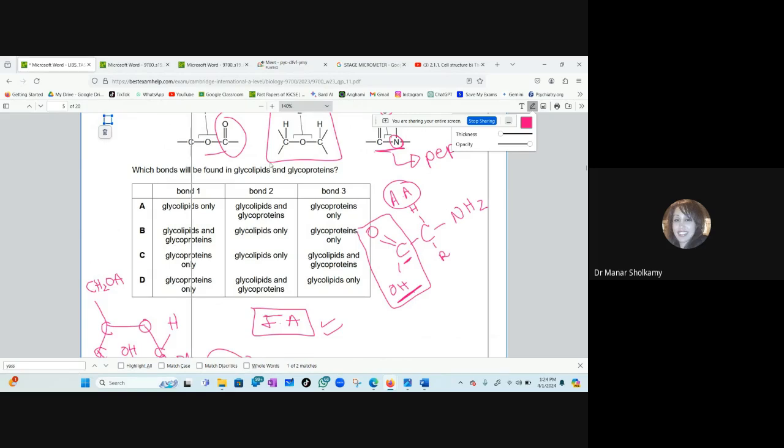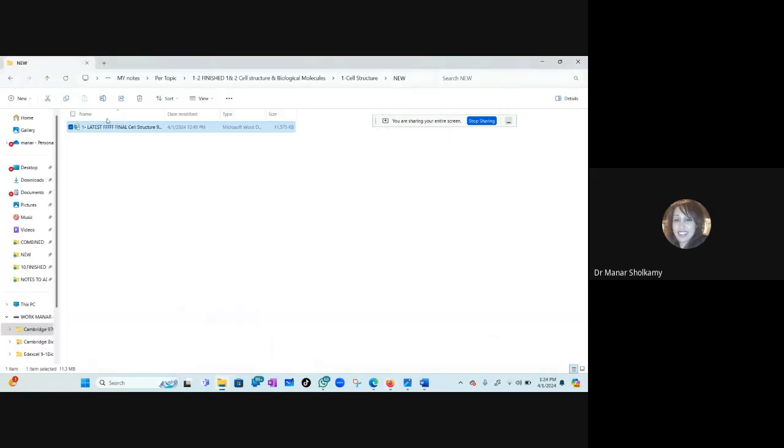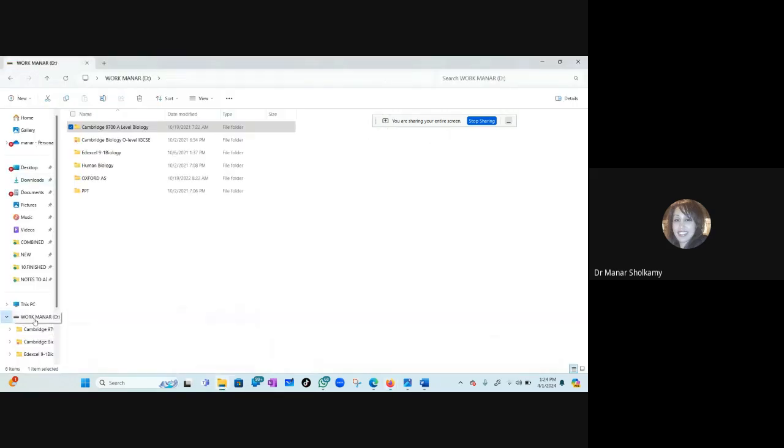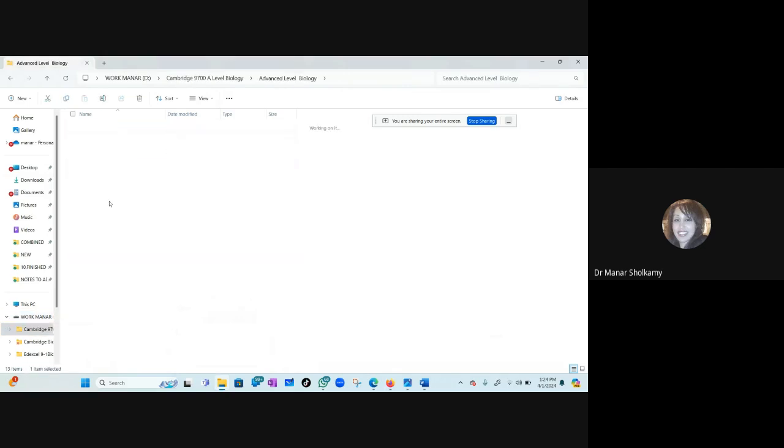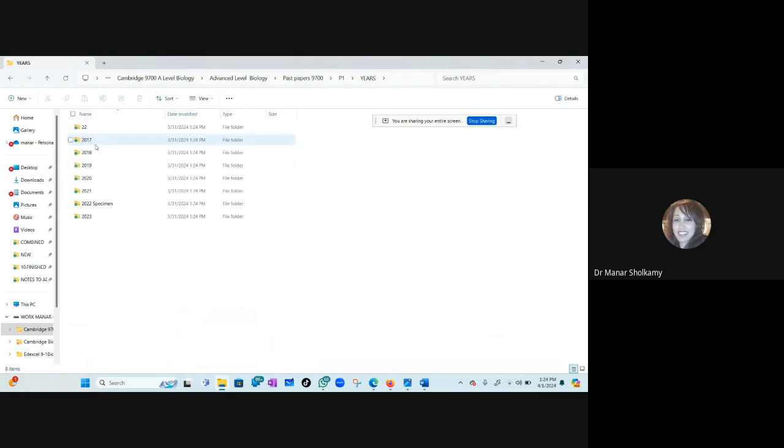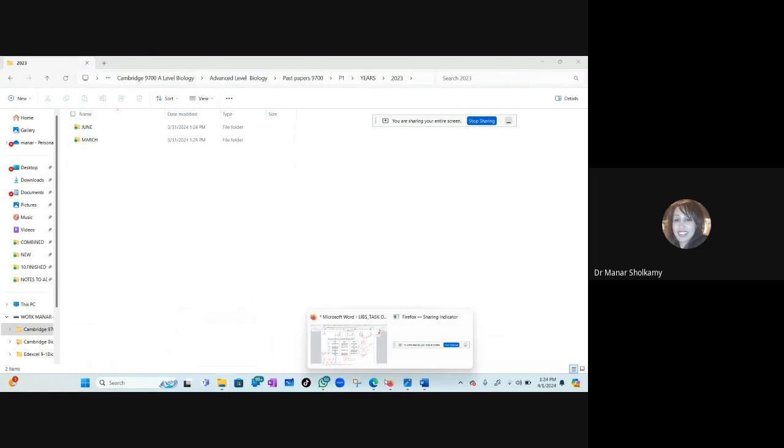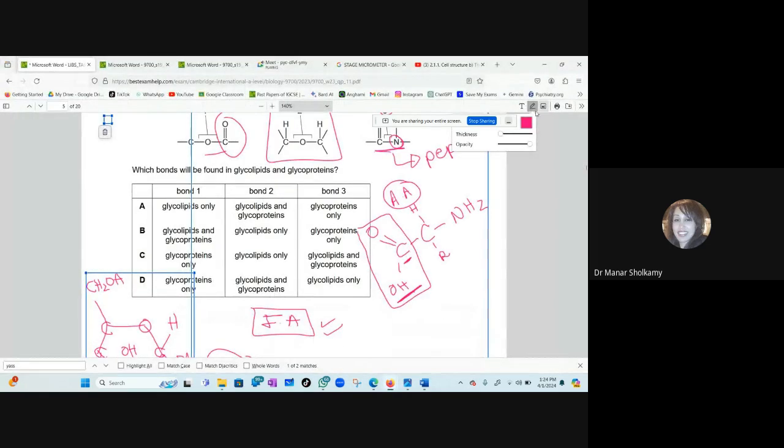Which bonds will be found in glycolipids and glycoproteins? Glycolipids. One minute. Be patient, please, because I don't like the past papers here. I don't even have it. Okay. Which bonds will be found in glycolipids and glycoproteins?